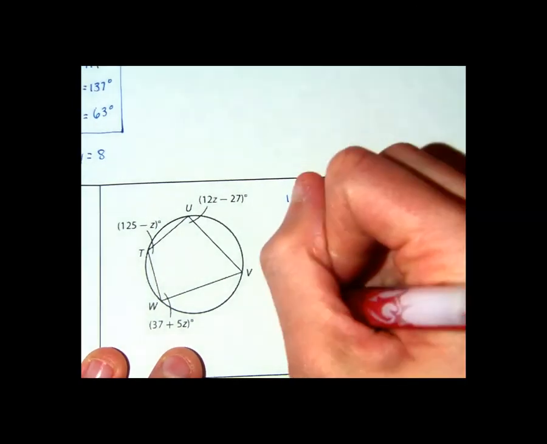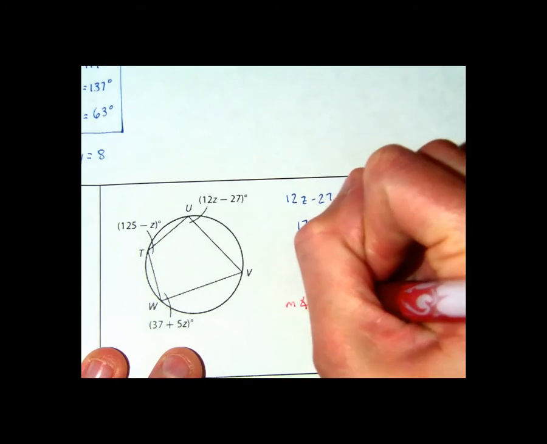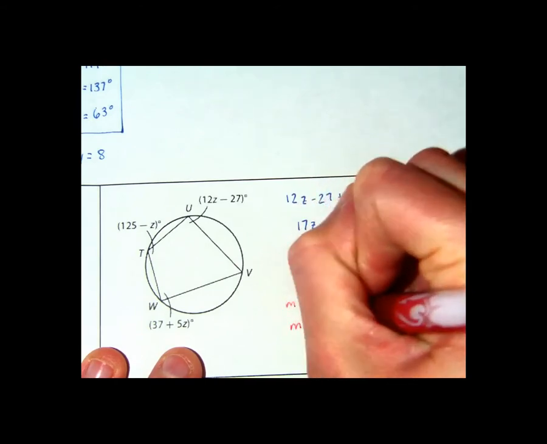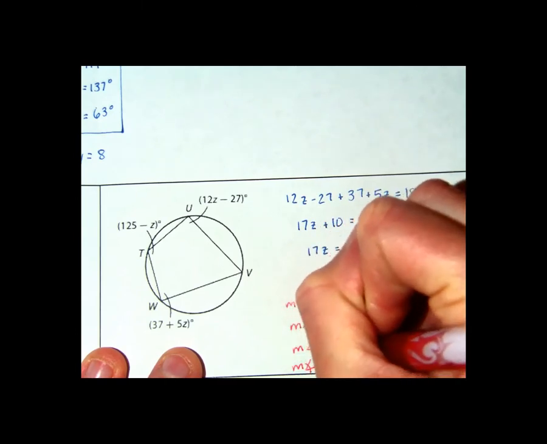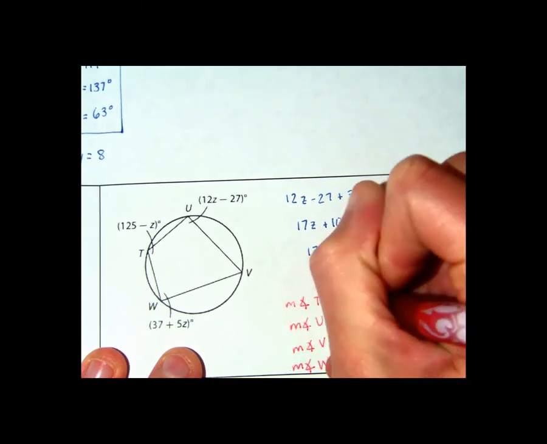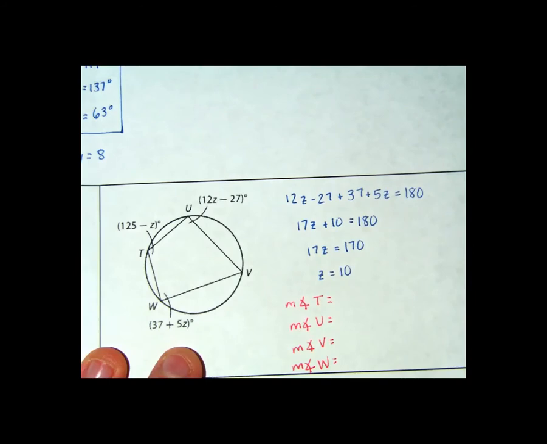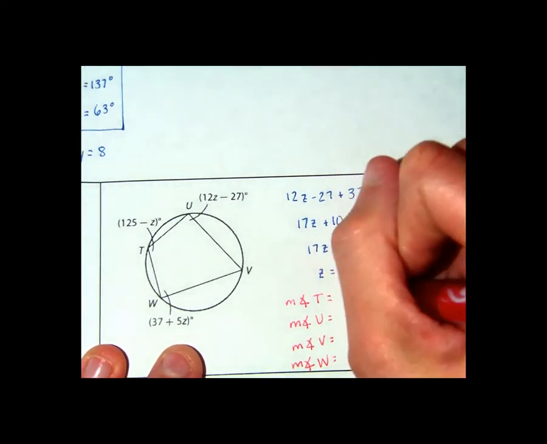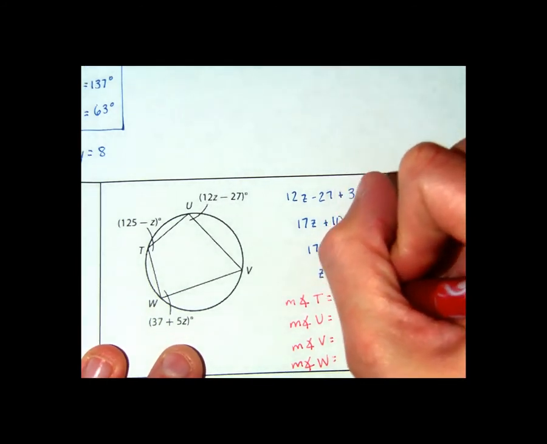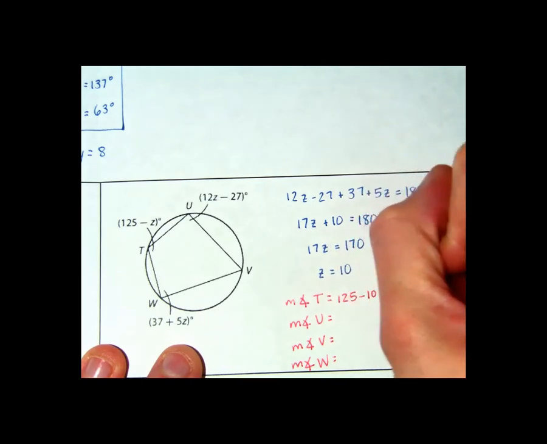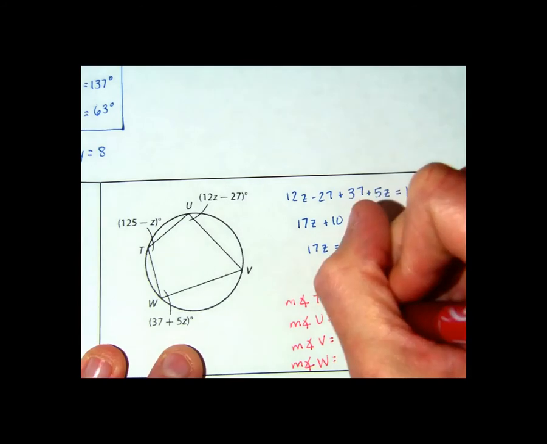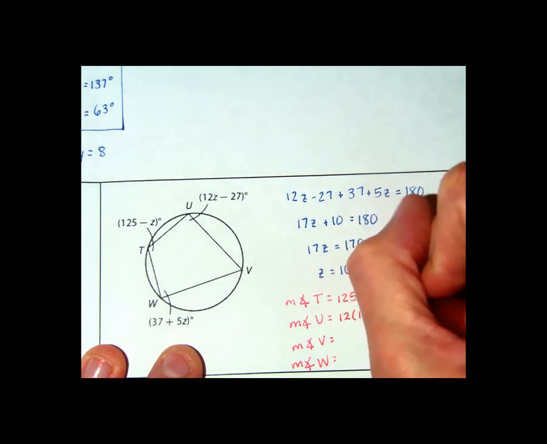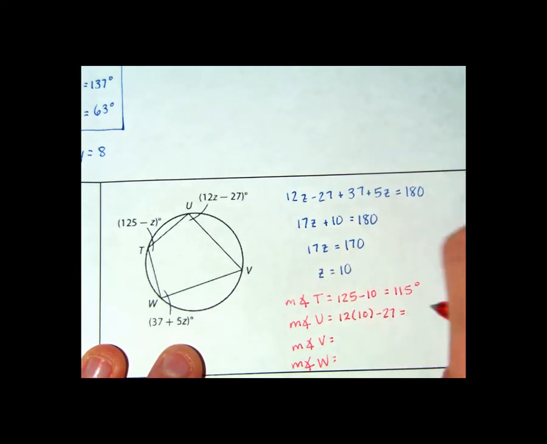Likewise, I'm going to plug back in. I need the measure of angle T, the measure of angle U, the measure of angle V, the measure of angle W. The measure of angle T is 125 minus 10, which is 115 degrees. The measure of angle U is 12 times 10 minus 27, which is 93 degrees.